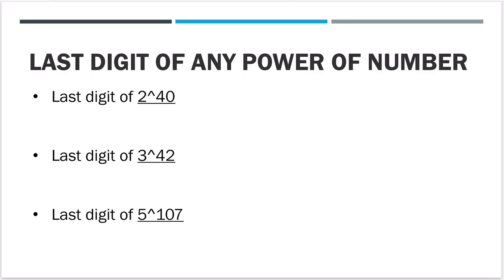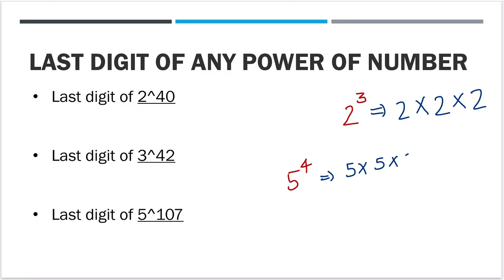last digit of any power of a number. Before that you have to understand what exactly is a power. Suppose I write 2 raised to power 3. 2 raised to power 3 simply means 2 multiplied 3 times. I hope this is clear. If someone asks you what is 5 raised to power 4, this is simply 5 into 5 into 5 into 5, 4 times, right? So this is what the power of a number is.